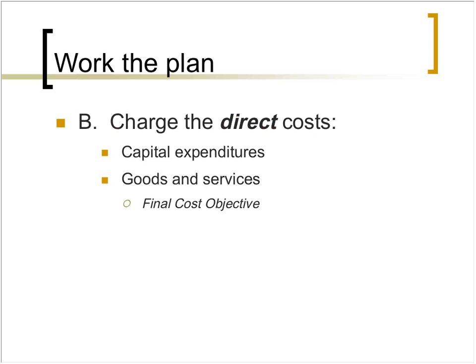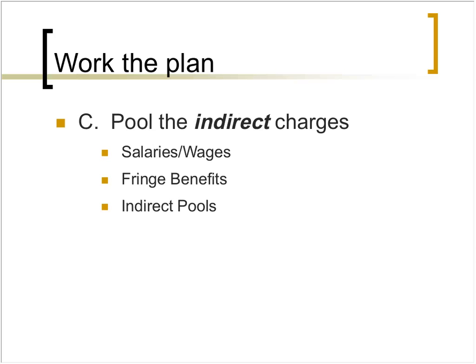Then second, go ahead and charge out the direct costs. These would include such things as your capital expenditures, and your goods and services charges that can be tied back with a final cost objective to your programs. Next, pool the indirect charges. So all your charges for salaries, wages, fringe benefits, and indirect costs get charged to the appropriately related pool that we have previously talked about.